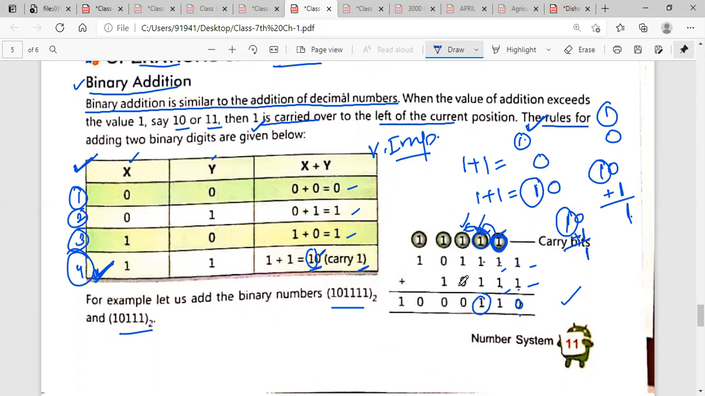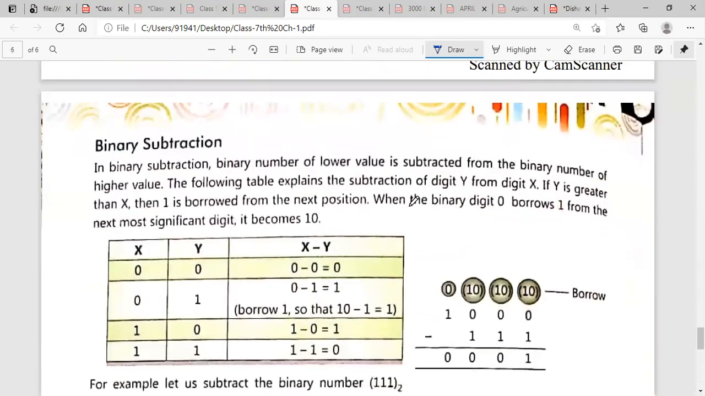Now 1 plus 0, follow the third rule, is 1, and here is a carry. 1 plus 1 is 0 and 1 carry will move to the left side. Again, 0 plus 1 is 1 and 1 plus 1 is 0 and 1 carry. The carry will move to the left side. And 1 plus 1 is 0 and here will be a 1 carry. We will write it on the left side. This is the main process of binary addition.